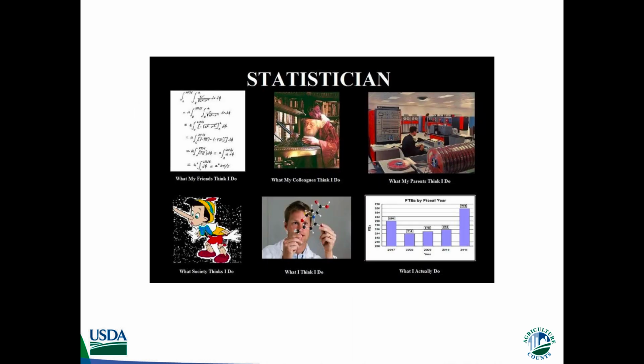Some people want to know what I do as a statistician. By training, I'm an ag economist. That's what my degree is in, but I've spent my career with the title of a statistician. So I'll give you an idea of what I do. The first picture on the upper left says what my friends think I do. I definitely don't do all of those formulas that statisticians like to play around with. What my colleagues think I do. Third, on the right, what my parents think I do. And then you all may identify with the Pinocchio down below, what society thinks I do.